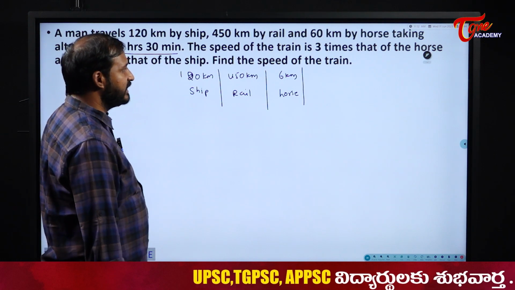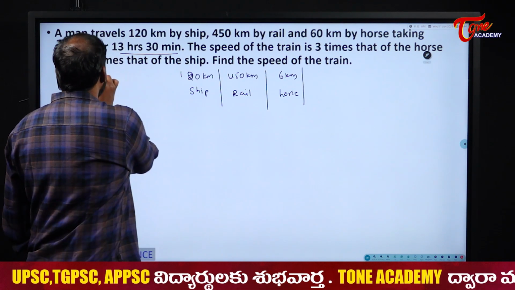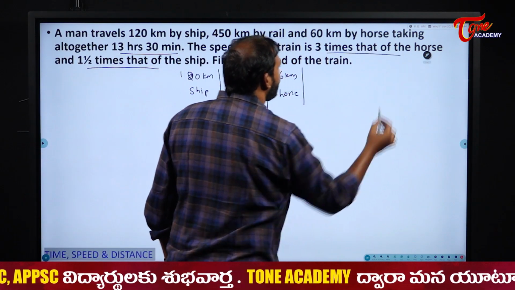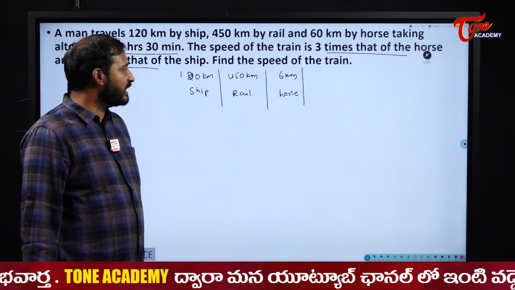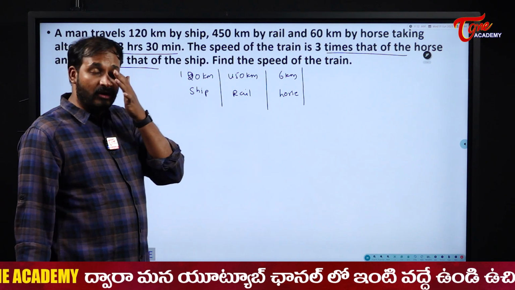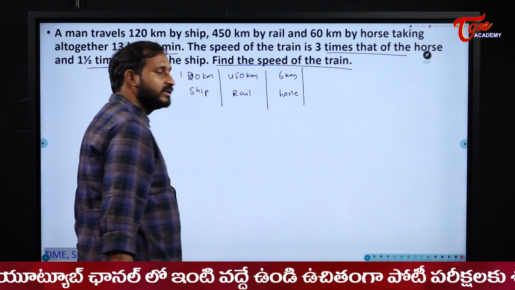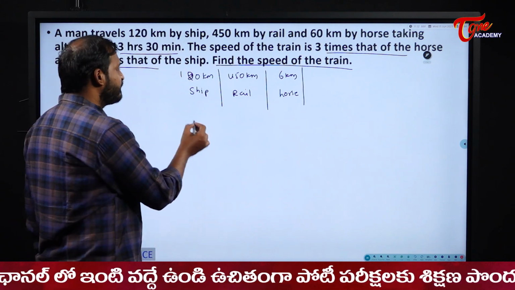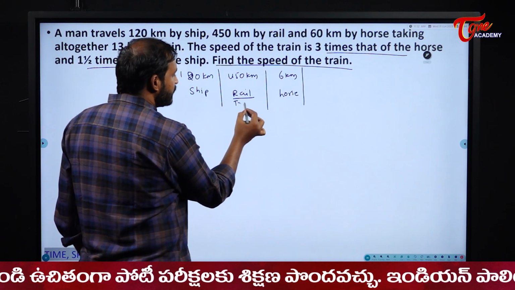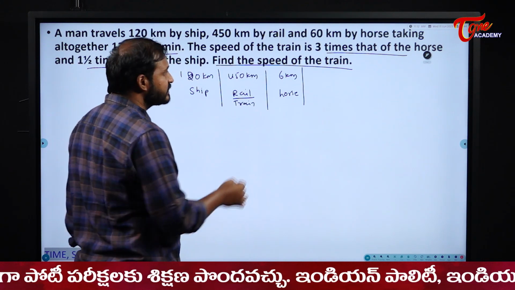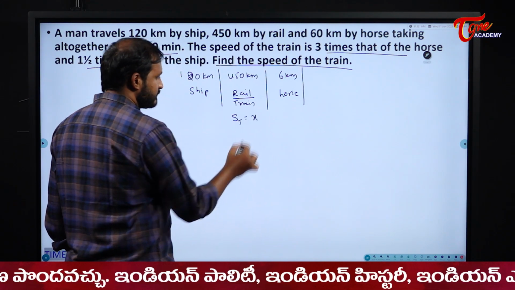The speed of the train is 3 times that of the horse and 1.5 times that of the ship. Now we will try to write the relation between the speeds of ship, train and horse, students. And at last they are asking us to find the speed of the train, right? Speed of the train means nothing but rail. So I will assume the speed of the train as x.